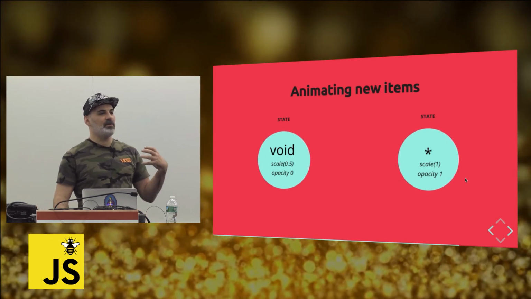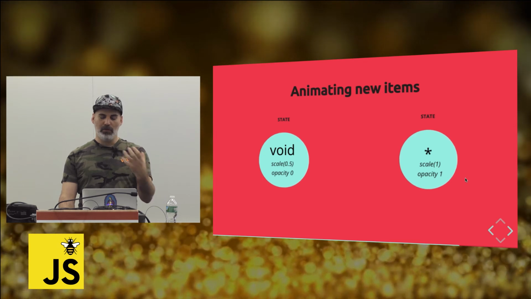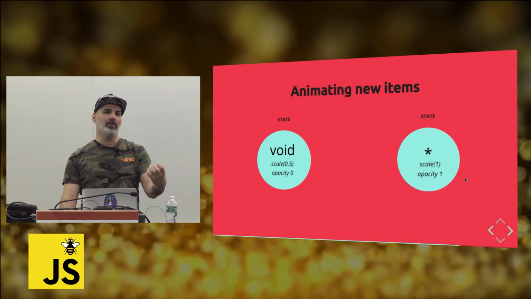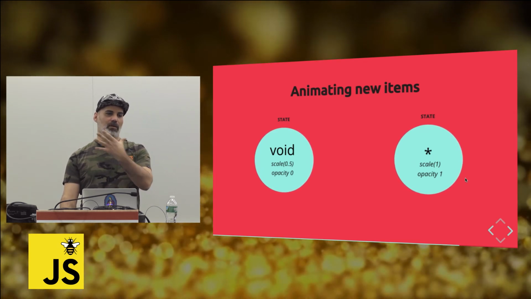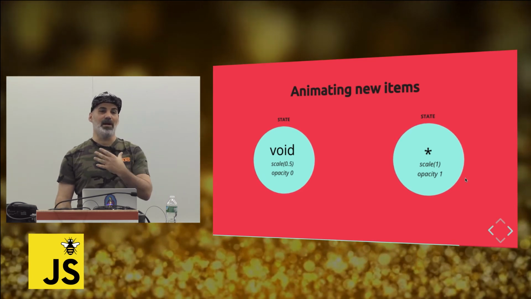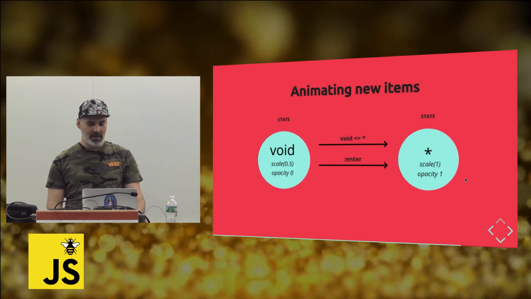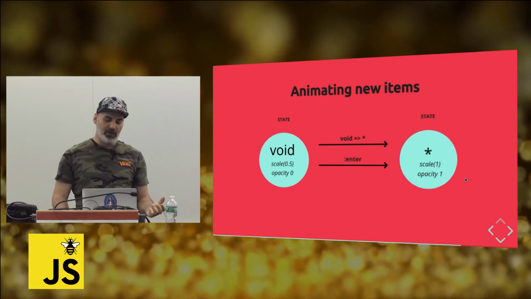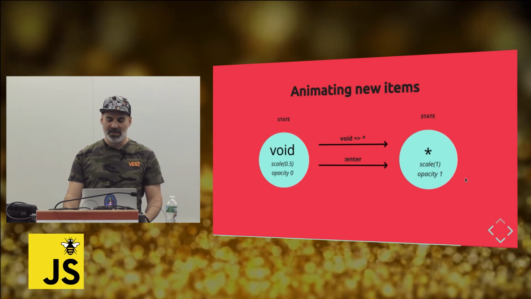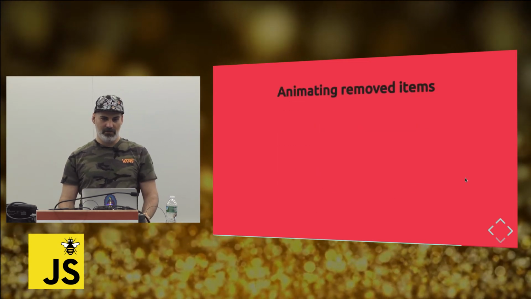Here, for that list that I showed you, it's going to scale from half of the element to scale 1. So it's going to start a little bit smaller, go to the full size, and it's also going to use opacity 0 to 1, so it's going to fade in. I'm going to use this transition, or I can also use this :enter. So I'm going to use that to change that animation that I showed you.